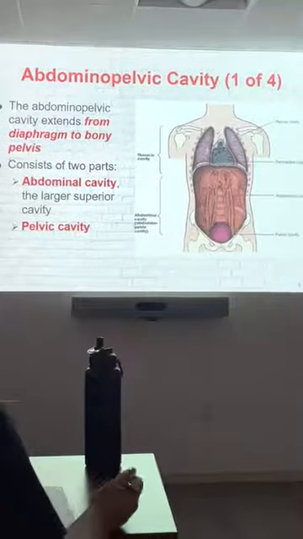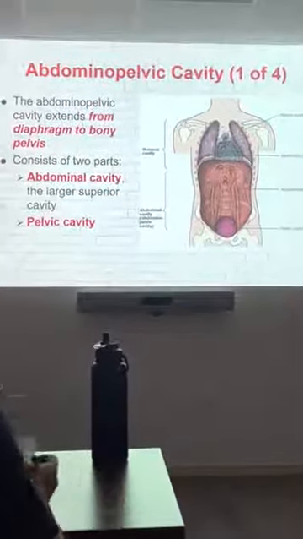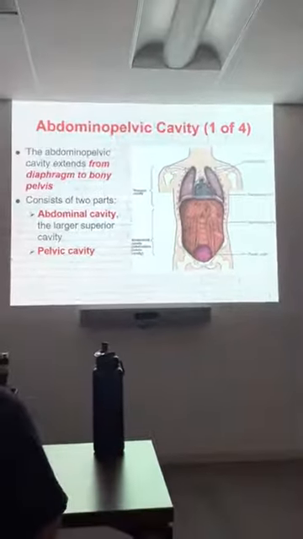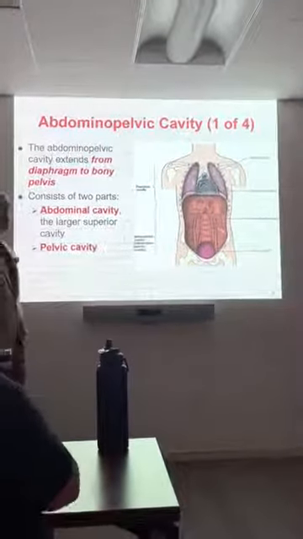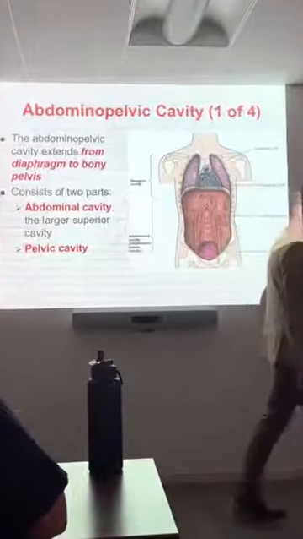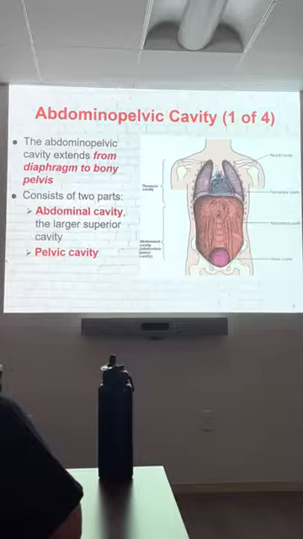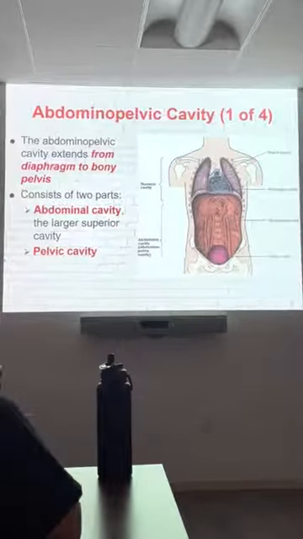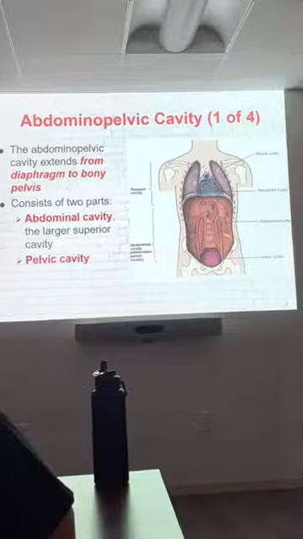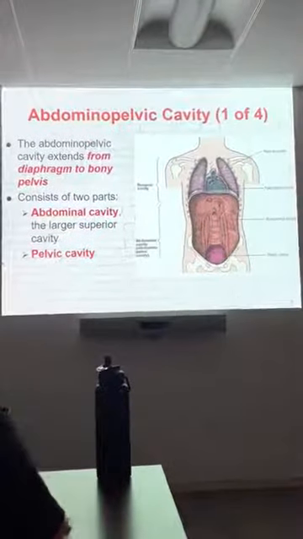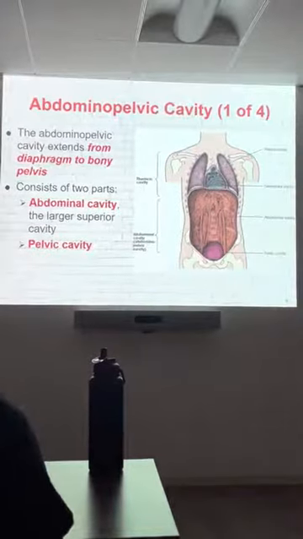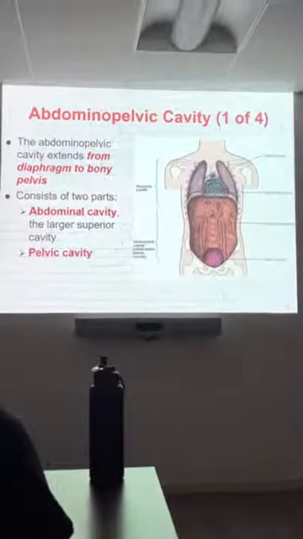All right, so you guys remember this from chapters 1 and 2, the abdominopelvic cavity. Remember that the abdominopelvic cavity extends from our diaphragm all the way down to the bony pelvis. And we have 2 subsections of that abdominopelvic cavity. We have the abdominal cavity and the pelvic cavity. Those are both subsections of the overall abdominopelvic cavity. The abdominal cavity is the larger of the two. It contains most of those organs. Pelvic is going to be mainly for your rectum and your bladder.